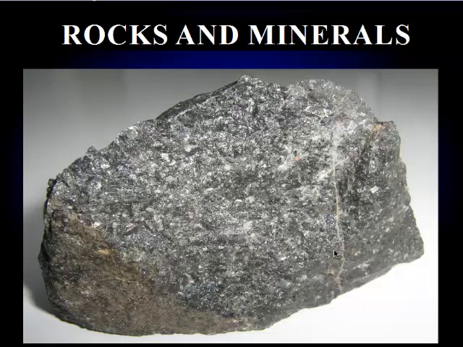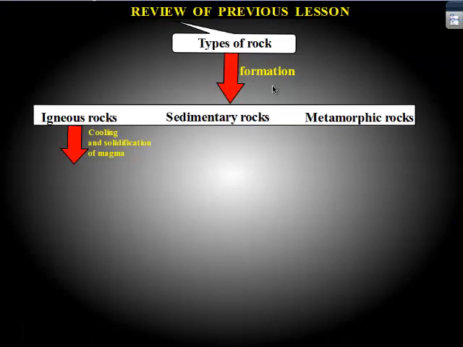Today we're going to continue with rocks and minerals. But before we continue, let us look at what we did previously. In the previous lesson, we looked at the types of rocks, and we said the types are based on the mode of formation, that is how they are formed. And as a result of that, there are three main types of rocks, which are igneous rocks, sedimentary rocks, and metamorphic rocks.